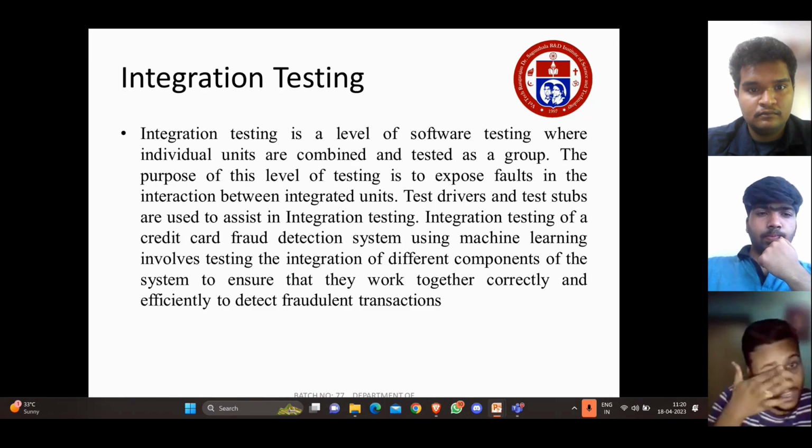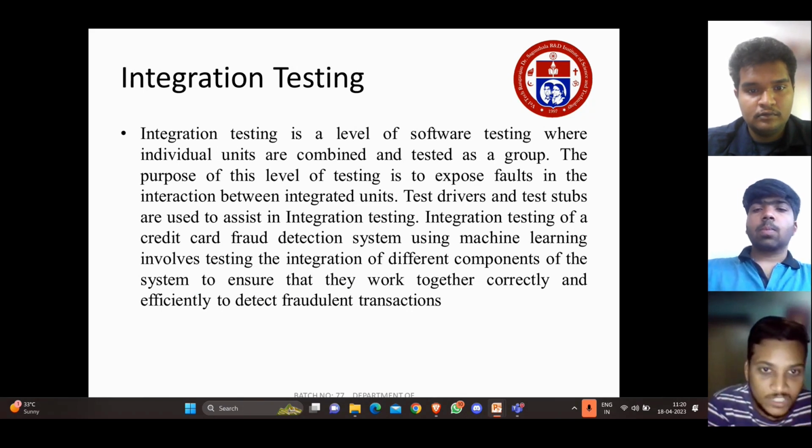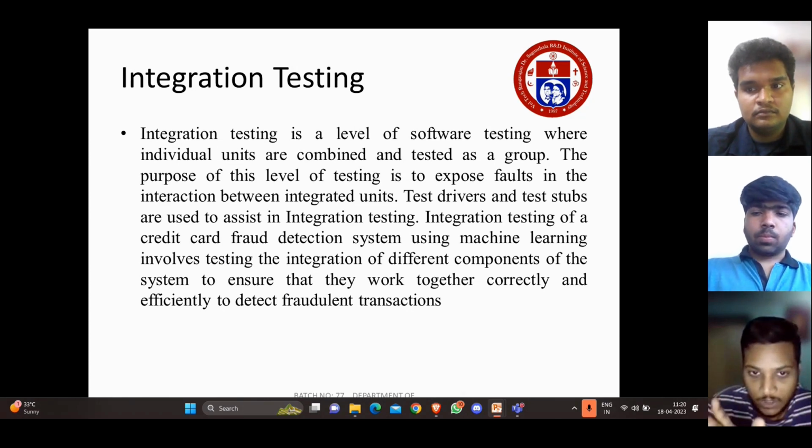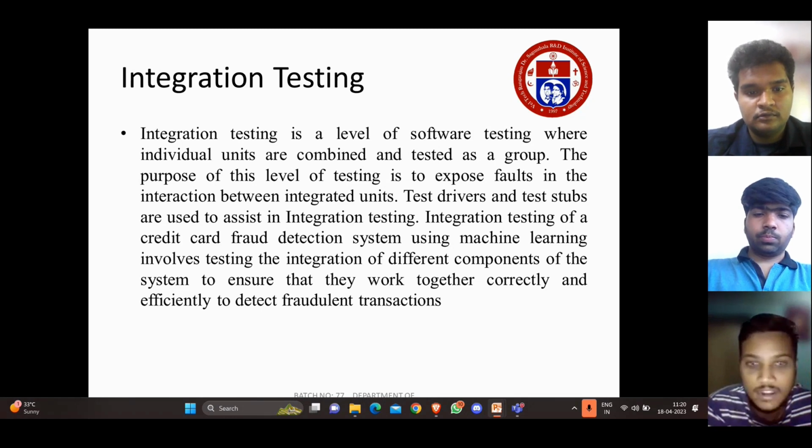Coming to integration testing, it is a level of software testing where individual units are combined and tested as groups. That means the units which were tested in unit testing are combined in integration testing, considered as individual units, and tested as a group here. The purpose of this level of testing is to expose faults in the interaction between integrated units. Test drivers and test stubs are used to assist integration testing.